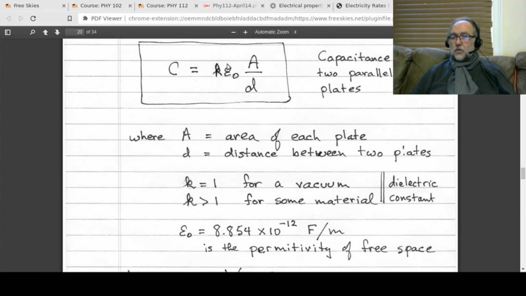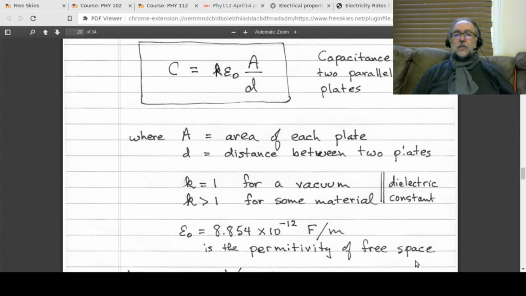Those are the units you need to make sure that everything works out, because A is in meters squared, M is in meters, and K is just a dimensionless number. So it's 1 for a vacuum and bigger than 1 for some material. To make all the units work out, epsilon naught is in farads per meter. It's called the permittivity of free space. It's the ability of free space to maintain an electric field.